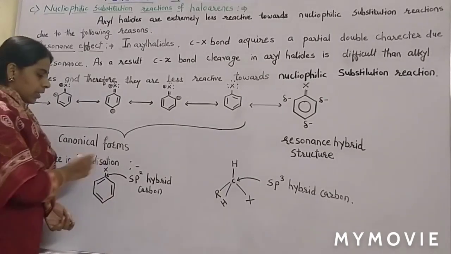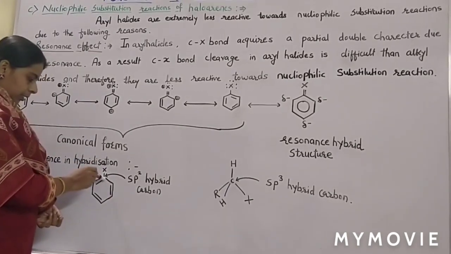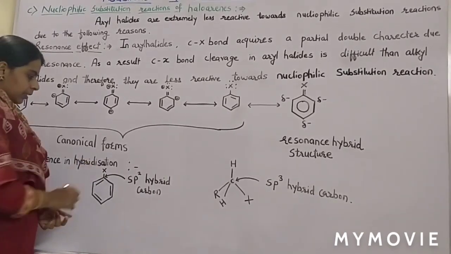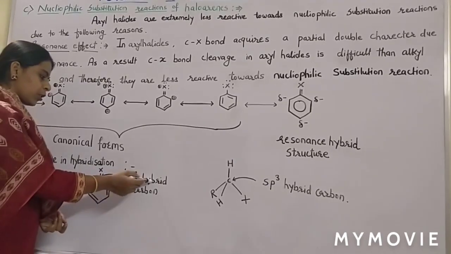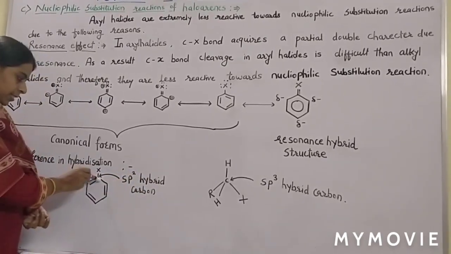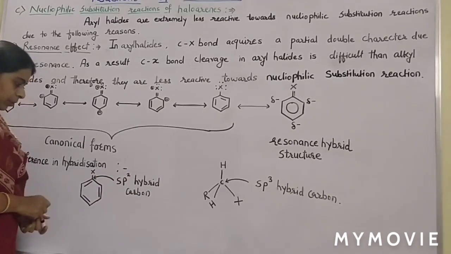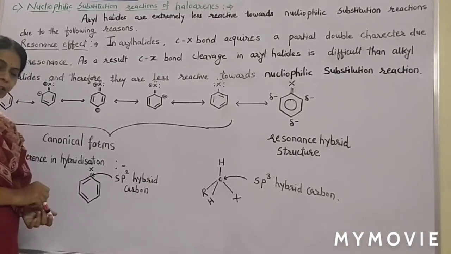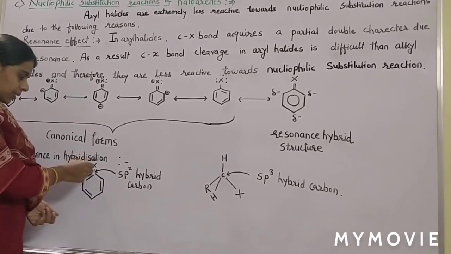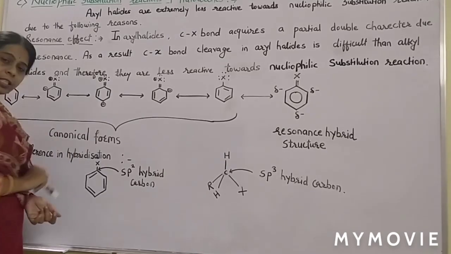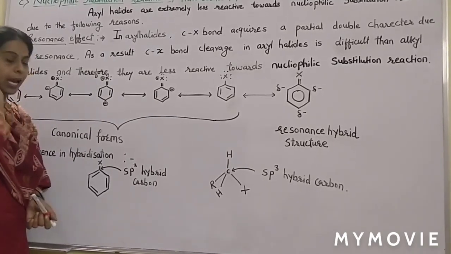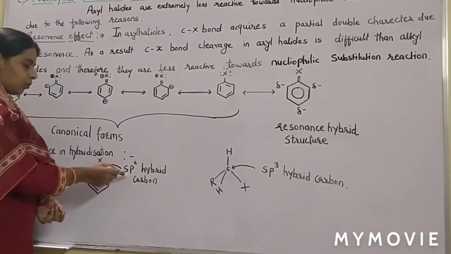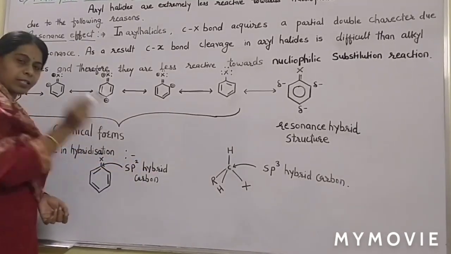Now this is haloarenes. You can see this carbon, the carbon which is combined to the halogen, undergoes sp2 type of hybridization. So we can say that this is an sp2 hybridized carbon atom, because during the formation of the benzene ring, all carbon atoms undergo sp2 hybridization. Whatever hydrogen is there in the benzene ring is replaced by a halogen atom, and there is a formation of haloarenes. But this carbon is originally an sp2 hybridized carbon atom.